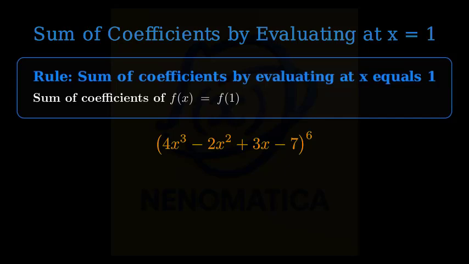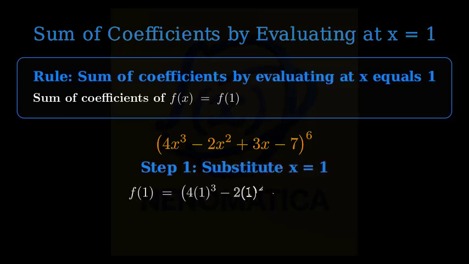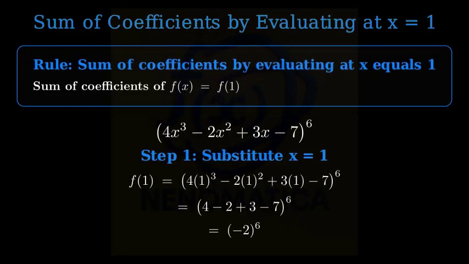Step 1. Substitute x equals 1 into the polynomial. We compute f of 1. That is (4 times 1 cubed minus 2 times 1 squared plus 3 times 1 minus 7) all to the sixth power. Simplifying inside the parentheses gives 4 minus 2 plus 3 minus 7, which equals negative 2. So we have (negative 2) to the sixth power.